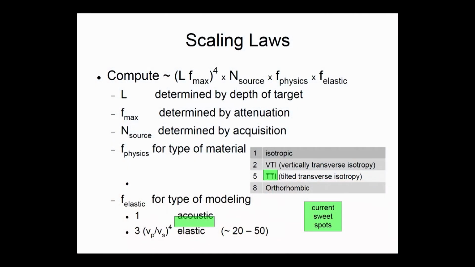Then looking at some of the scaling laws, just to get a sense of how things change when you vary some of the quantities of the problem. If you vary the depth of the target, the scale of that computational domain we were just talking about, or the maximum frequency you're concerned with, the compute goes as the 4th power of those variables. And of course, it scales directly with the number of sources that we're using, which is determined by acquisition.